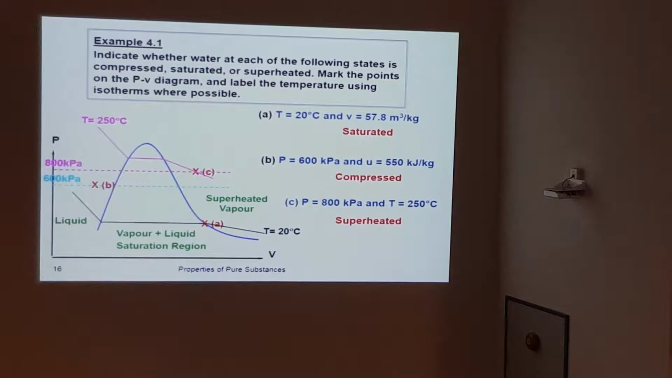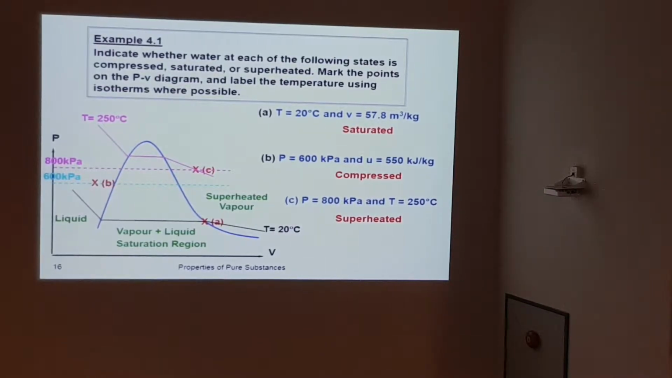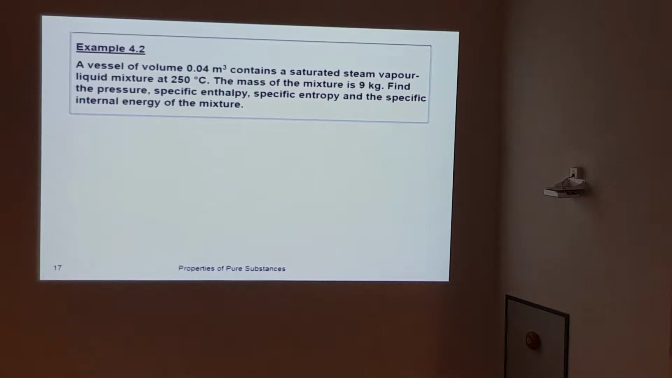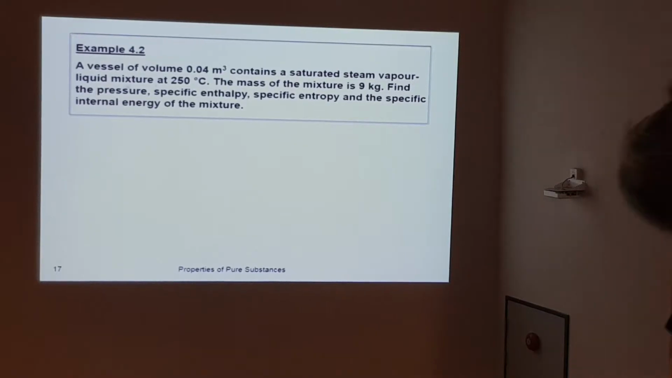This week you have tutorial question 2, which is to follow this way to find where the point is. Actually, you know how to find it by using a steam table, but you just translate the information onto this diagram. That's it. Okay, let's carry on. Example 4.2. This one is more straightforward. You see here, it's already mentioned: a saturated steam vapor liquid mixture.